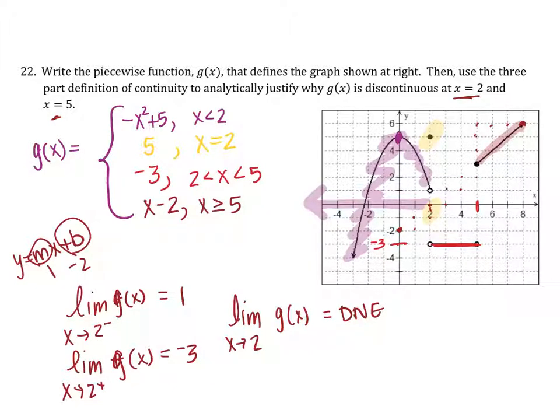Okay, and by the same idea, we can show that our limit doesn't exist at 5. So again, same idea here. Go through those steps and you will see the limit from the left doesn't equal the limit from the right, and voila, you are not continuous.